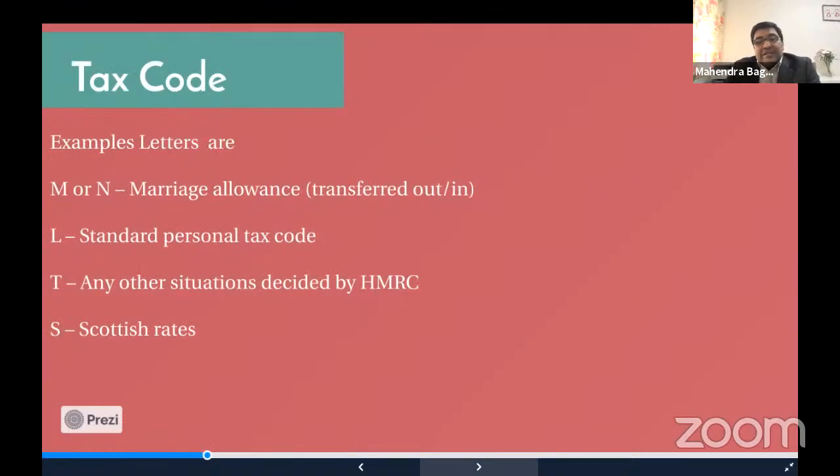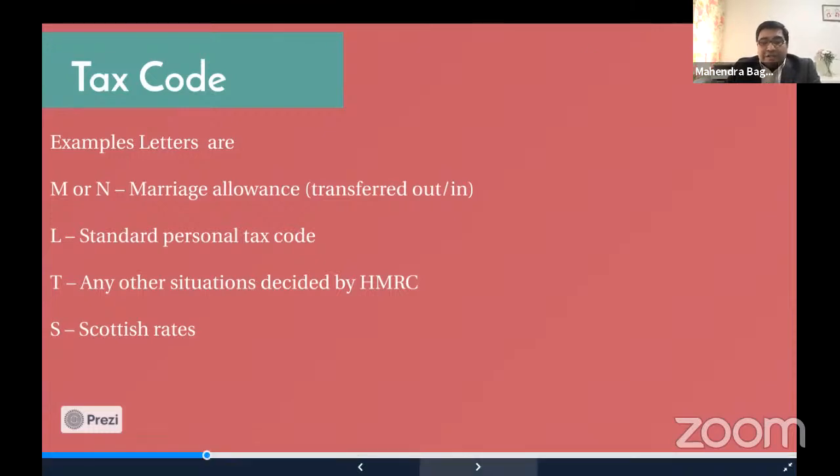Then the letters: if a tax code ends with M or N, this could be an indication that they are a couple, and between the two partners there is a tax sharing arrangement of the marriage allowance. One is transferring out, and the other one is transferring in. L is the standard personal tax code, and T is any other situation decided by HMRC. They have their own way of deciding, looking at individual tax affairs and changing circumstances.